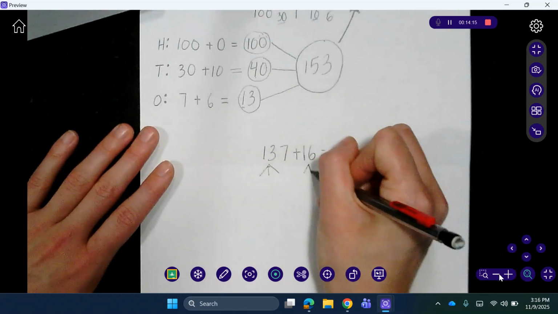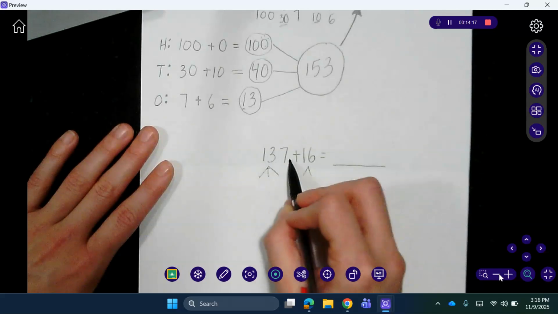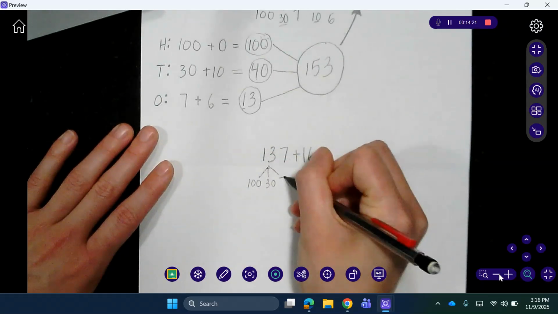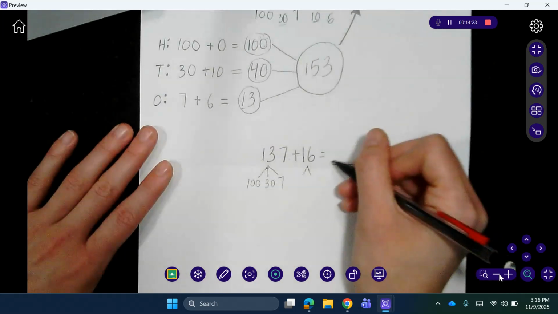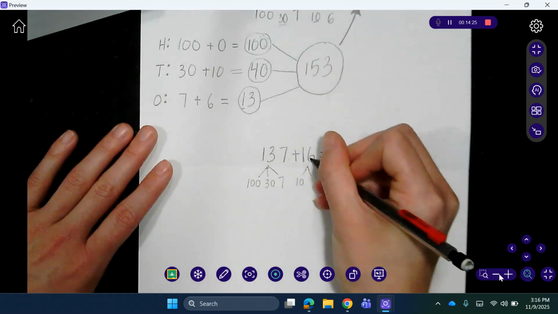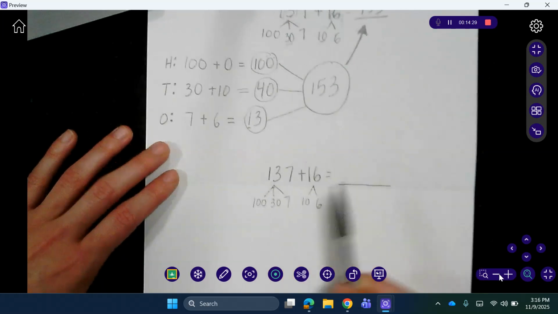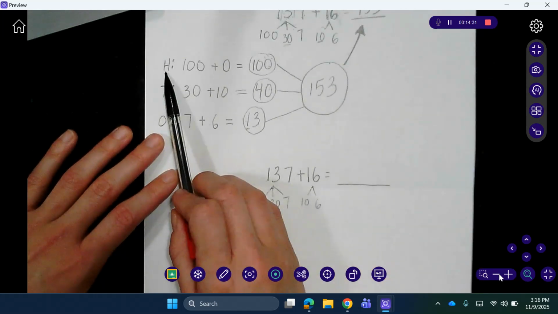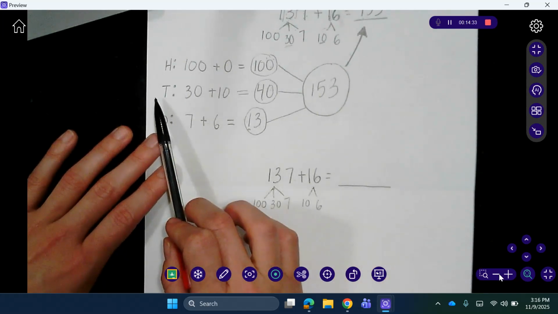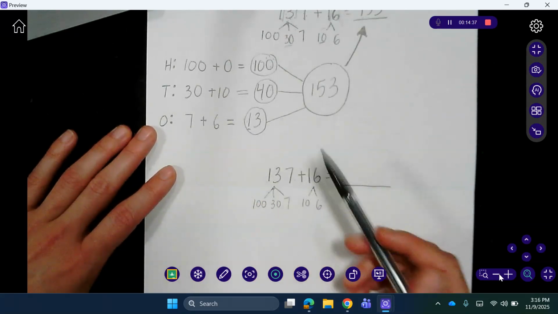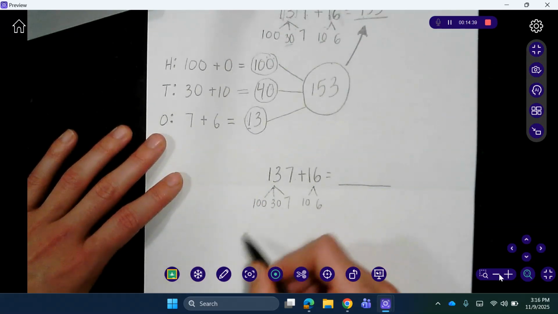Decompose our numbers, right? We know 137 has hundreds, tens, and ones, so we'll pull out that 100, we'll pull out the tens, and we'll pull out the ones. We know 16 has tens and ones. We'll pull out the 10 and pull out the ones. And now this time, instead of adding all the hundreds with an equation, adding all the tens with an equation, and adding all the ones with an equation, we're going to use arrows.